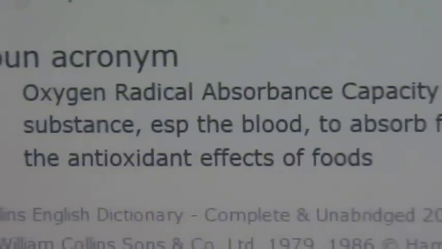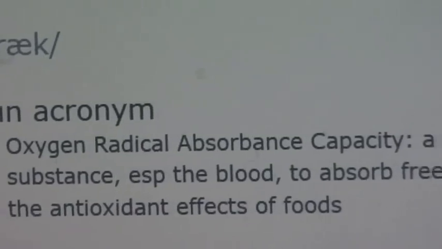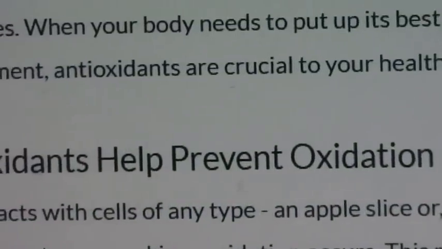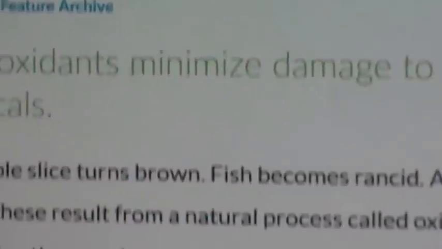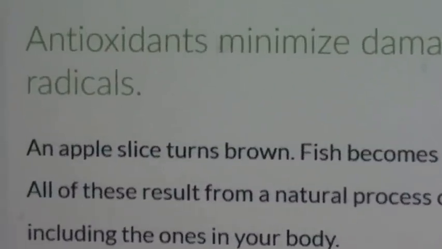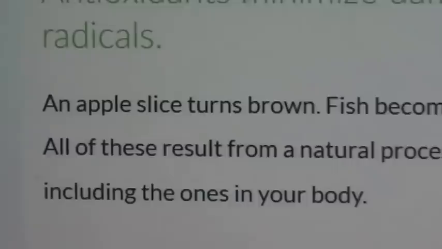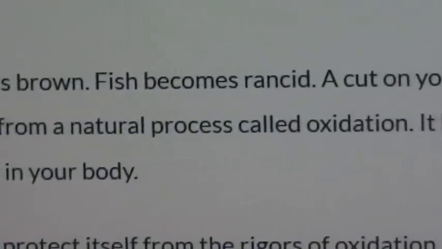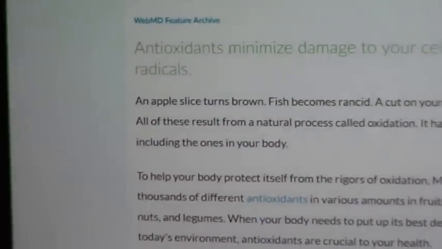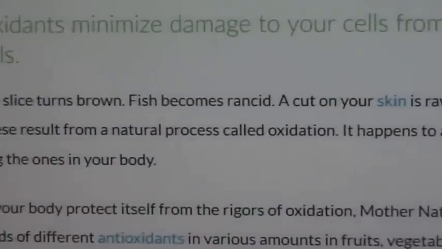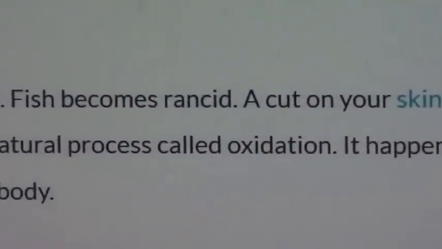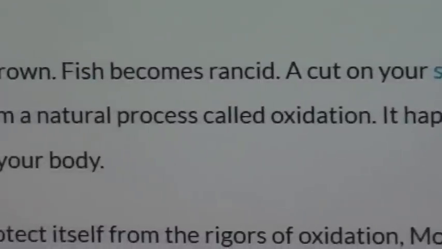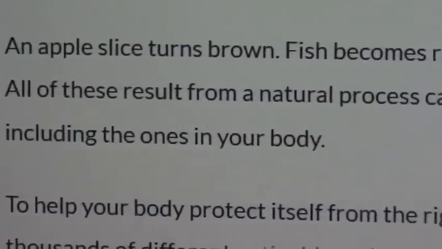So what happens if you have a lot of free radicals in the body and you think, there's no big deal, I'm just going to eat some fruits and vegetables? That's great, but you're going to need a lot more than that to get rid of the disease once you have it. Think of an apple slice turning brown, or fish becoming rancid, or getting a cut on your skin. This is basically the natural process called oxidation, and it happens to cells in nature, including the ones in your body.